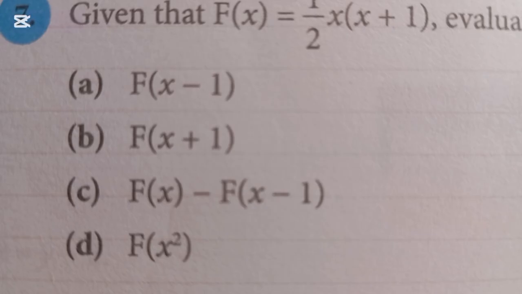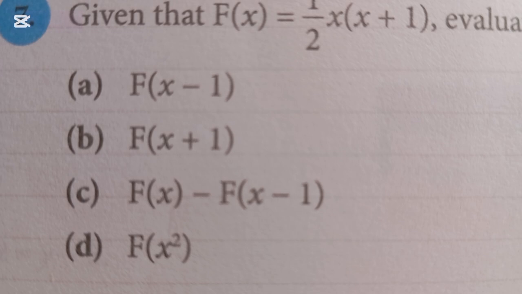Now statement of question number 7. Given that f(x) is equal to 1 over 2 x into x plus 1, evaluate the following. Part A, f(x minus 1). Then part B, f(x plus 1). Then part C, f(x) minus f(x minus 1). And part D, f(x square).